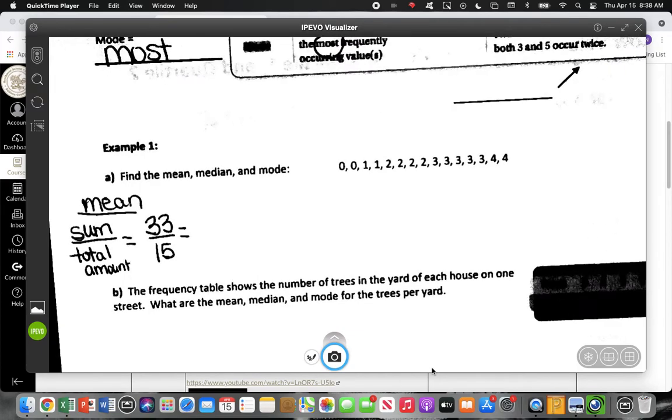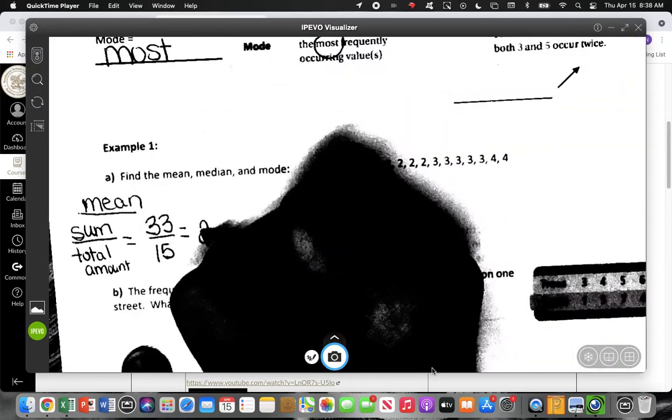So now you guys have calculators. Let's take 33 divided by 15. So what's our mean? 2.2.